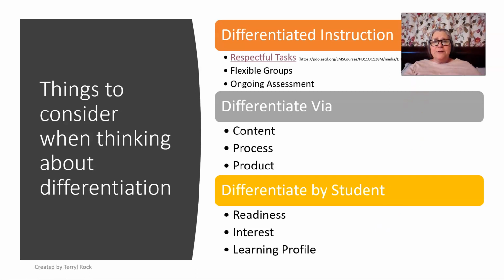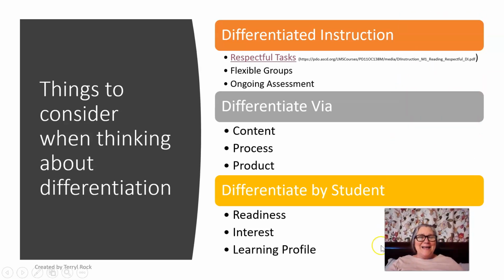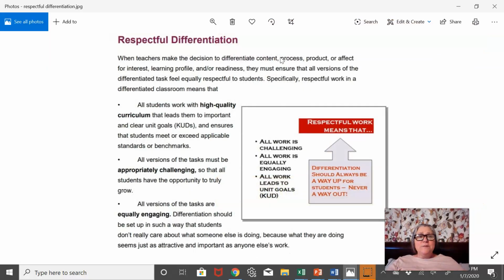So when we talk about differentiating instruction, there are some things to consider. For one thing, we need to always think in terms of respectful tasks. We call this respectful differentiation. So if you find, for example, that you've got a non-reader in your English classroom and you're teaching fifth grade, you don't want to give that non-reader a first grade version of the story that you're reading.